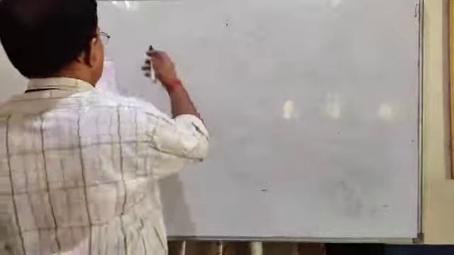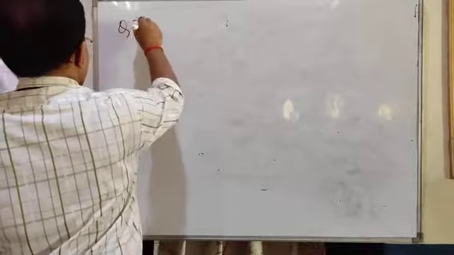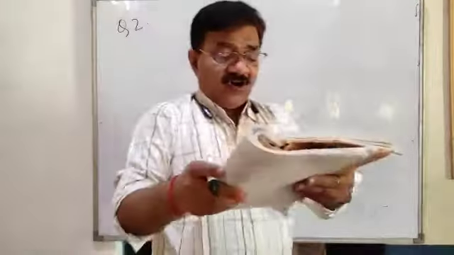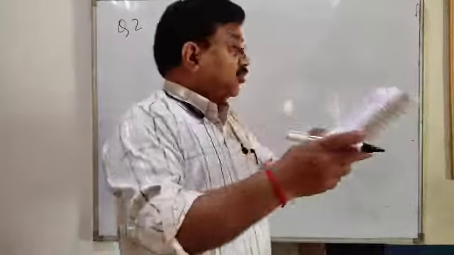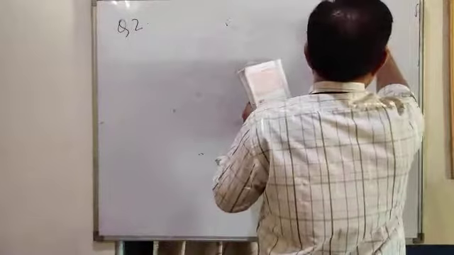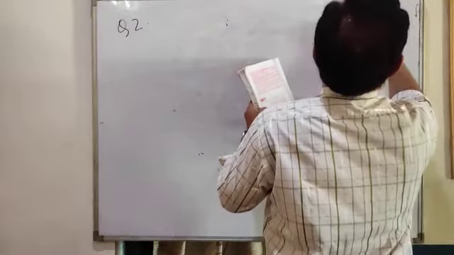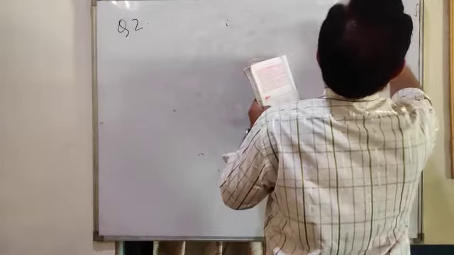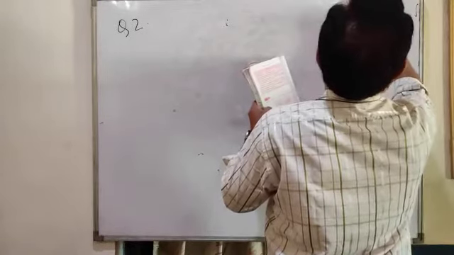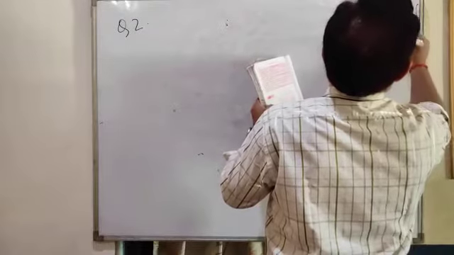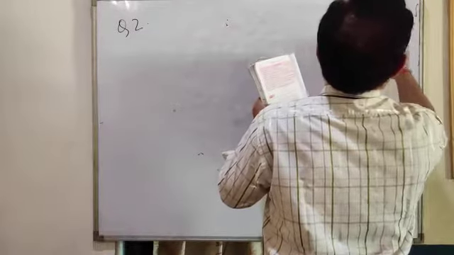Question number 2. At 2 o'clock, what are the acute angle and the reflex angle between the minute hand and the hour hand of a clock? Just to make you understand, the minute hand must be on 12 and the hour hand on 2. This is the angle formed.